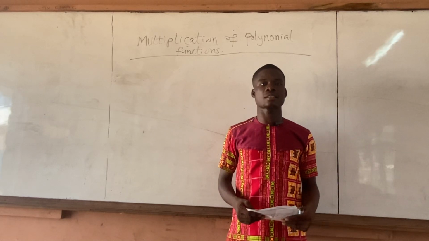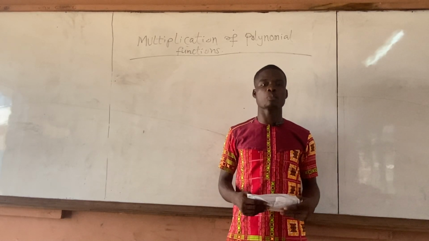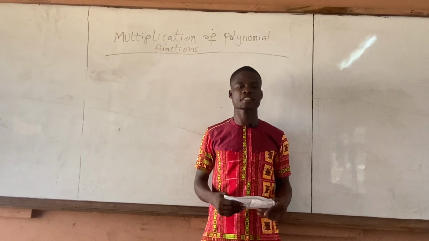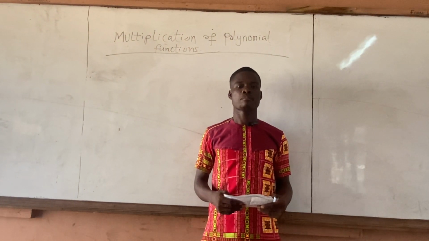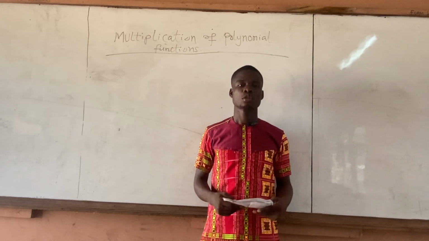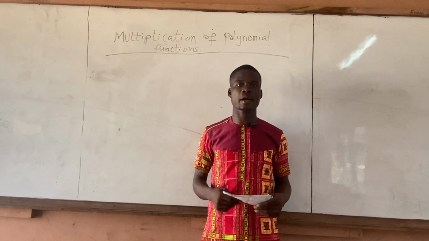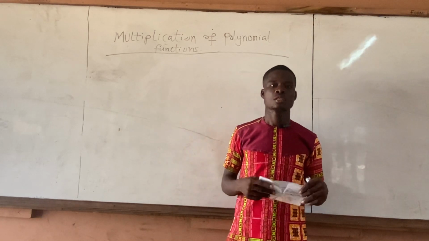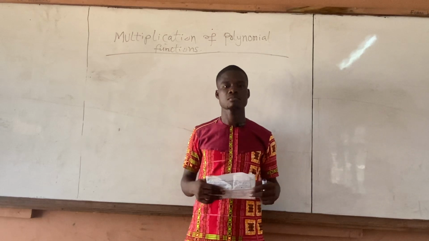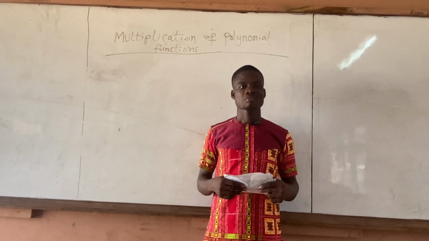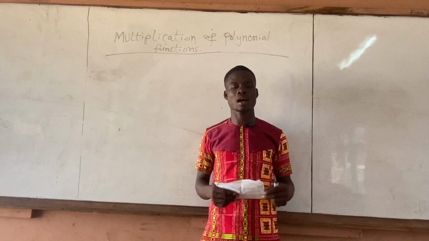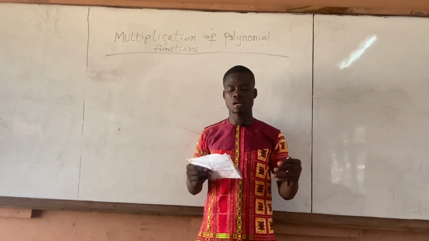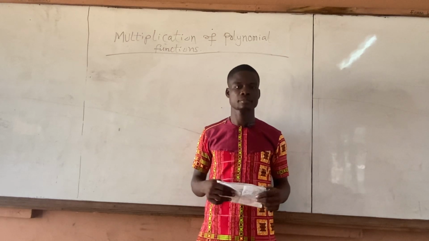By the end of this lesson, you should be able to multiply two polynomial functions. To multiply two polynomial functions is a normal way, like how to expand two algebraic brackets. So now let's look at this problem and solve it.